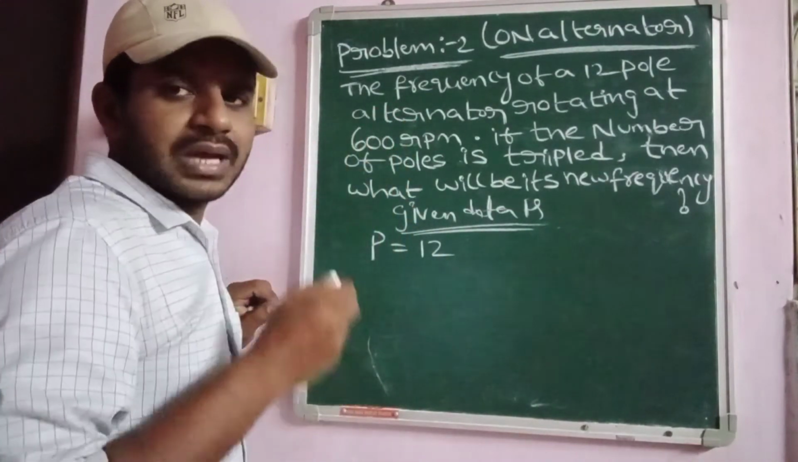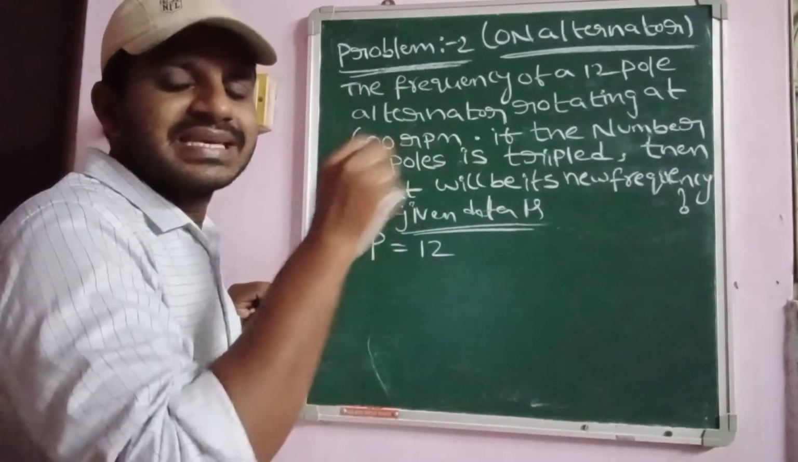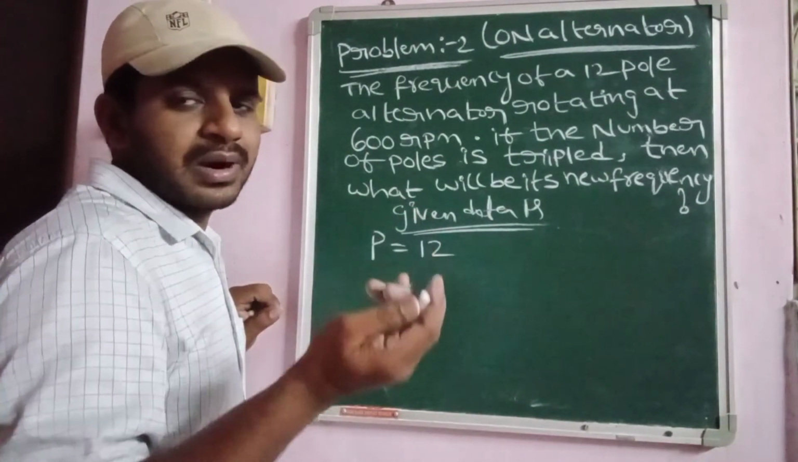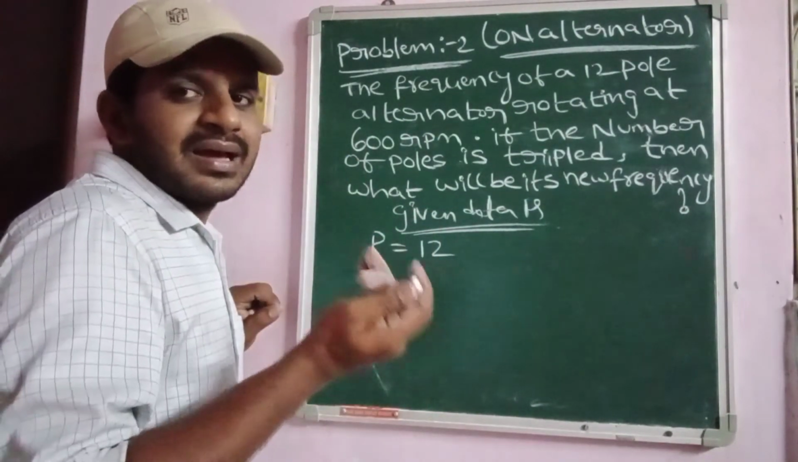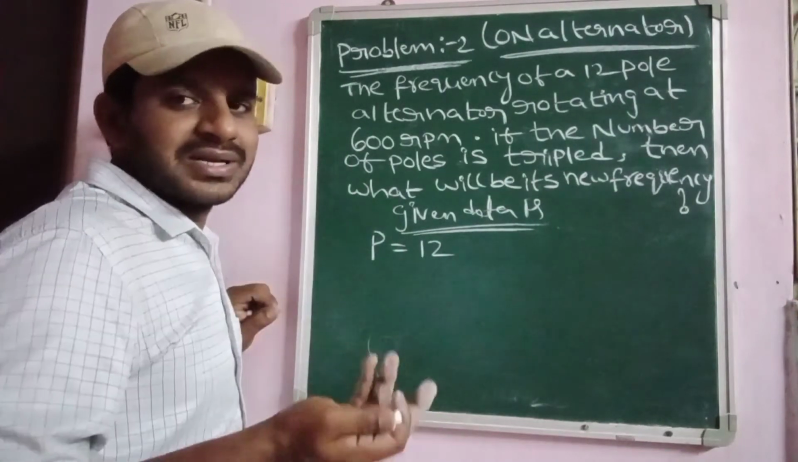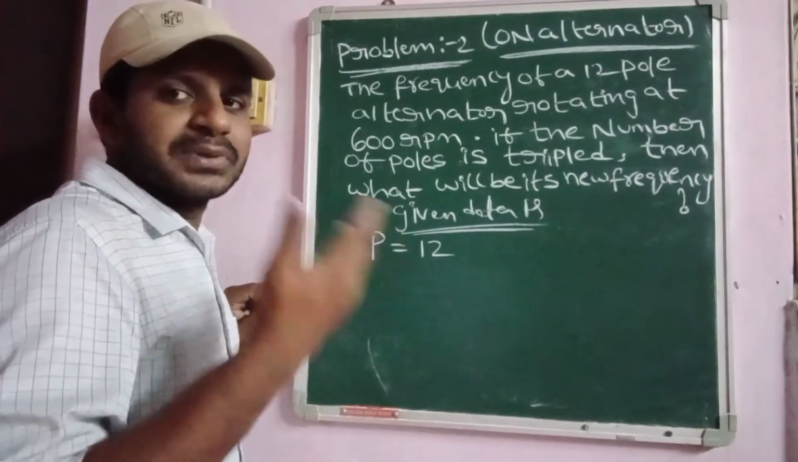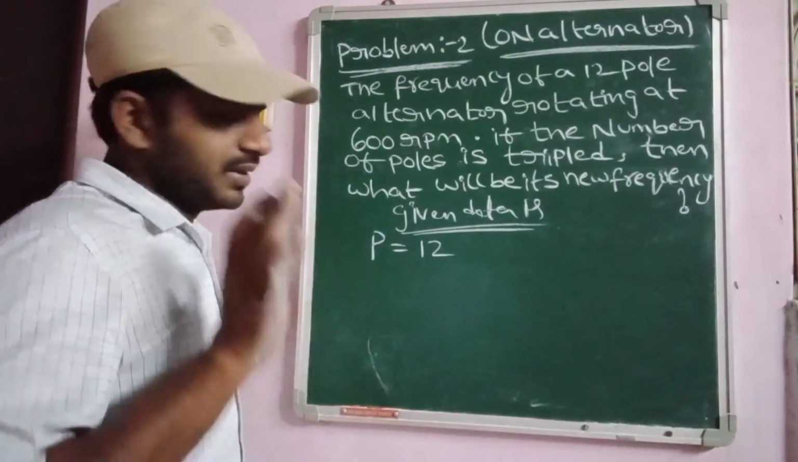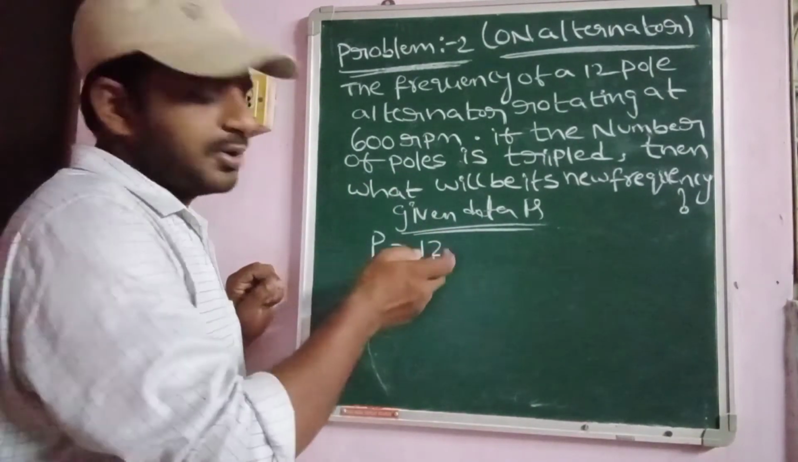The alternator is also called a synchronous generator. Please remember that the alternator is also called an AC generator, or a synchronous generator. We can use any of the names, but it is the same machine. So here total p is equal to 12.